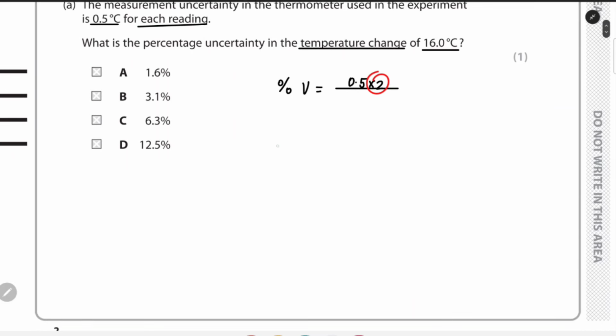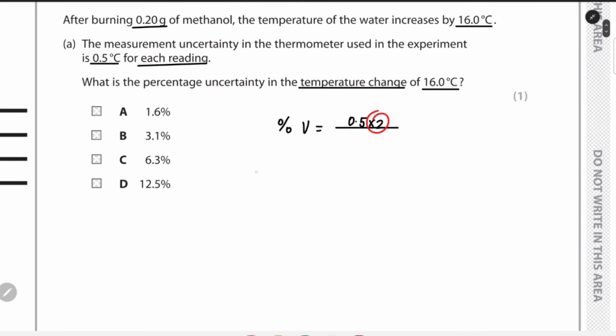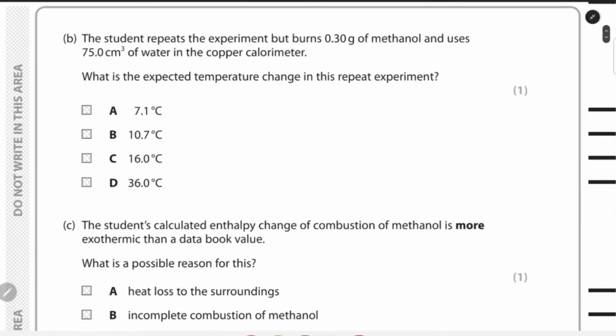To measure the temperature change, I'll have to measure the initial temperature. So we'll have an uncertainty of 0.5 degrees Celsius there, and then I have to measure the final temperature. When I measure the final temperature, this uncertainty occurs again. So this happens twice. The measured value is 16 and multiply it with 100. We get a value of 6.25, so to 2SF it's 6.3%.